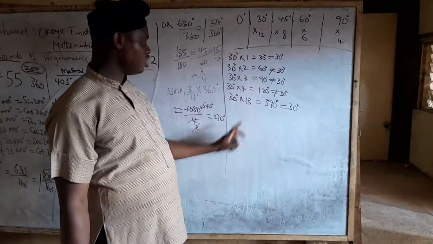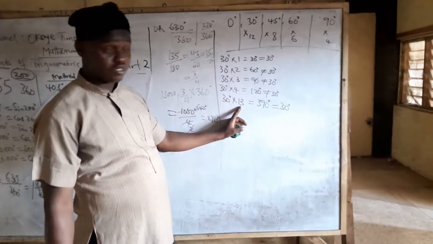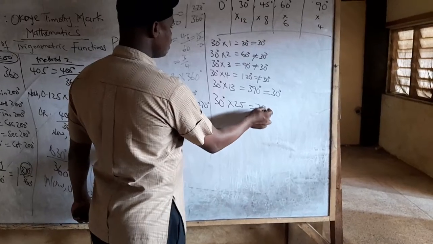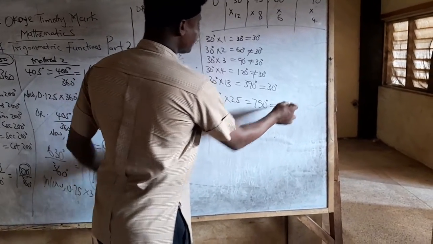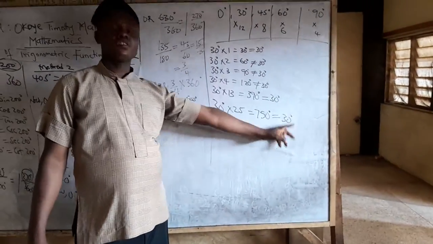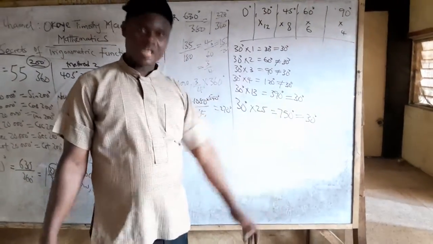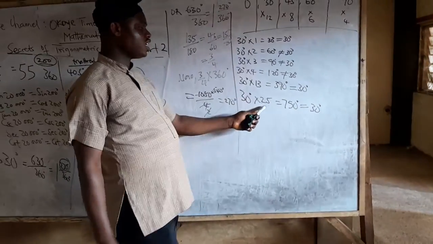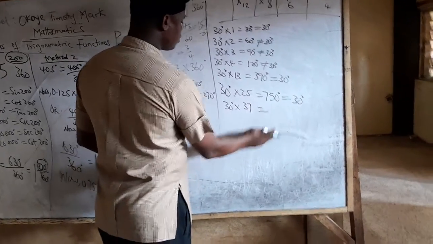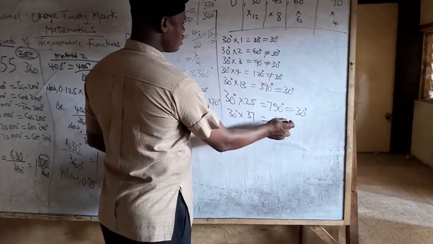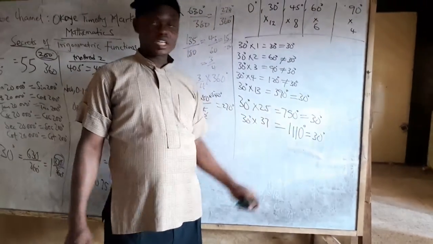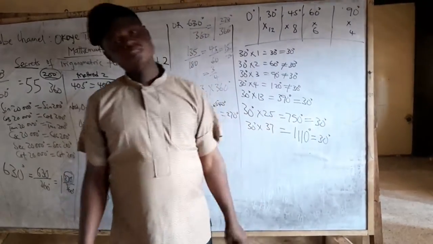Another 12th interval is 30 times 25, because 13 plus 12 is 25. So 30 degrees times 25 will give you 750 degrees. Therefore, 750 is exactly 30 degrees. So sine 750 is sine 30. Cos 750, cos 30. Tan 750, tan 30, and so on and so forth. Another interval, if I add 12 to here, is 37. So 30 degrees times 37 is 1110 degrees, which is exactly 30 degrees. So sine 1110, sine 30. Cos 1110, cos 30. Tan 1110, tan 30. And so on for 30.